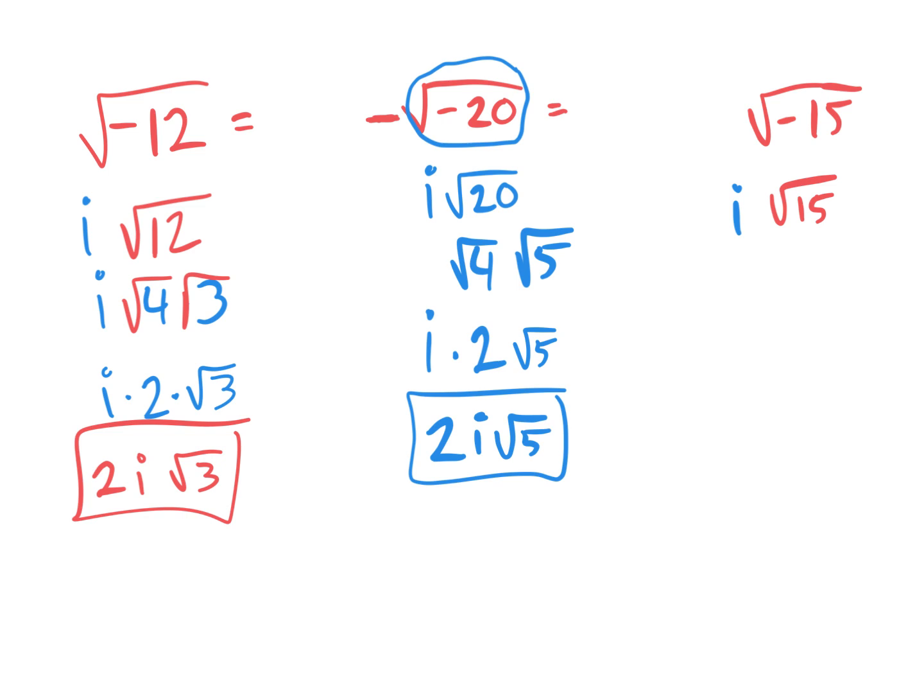No more negative. Now, could you rewrite 15 with multiplication to get a perfect square number? You could break it down to 5 times 3, but is 5 a perfect square number? No. Is 3 a perfect square number? No. So it's pointless to break it down. You can't break it down with multiplication to get 4 times something to give you 15, or 9 times something to give you 15. In other words, the square root of 15 is as simple as it gets. So this is your final answer right there. i square root of 15.